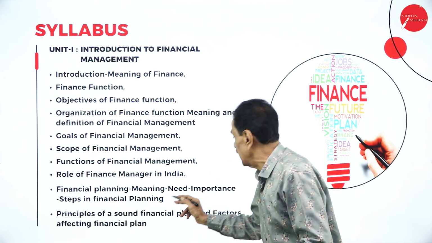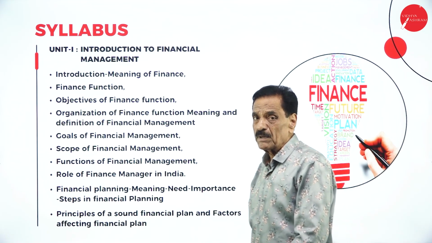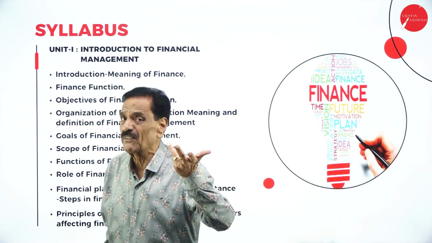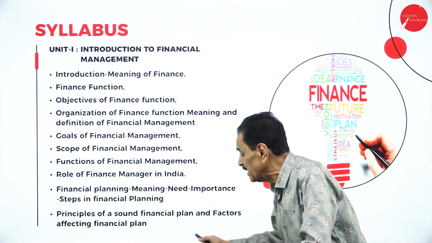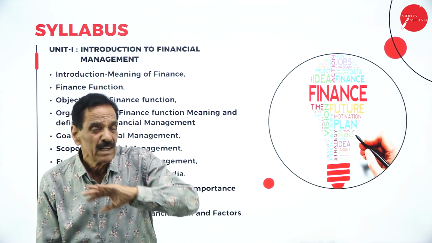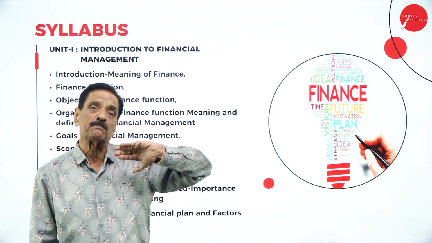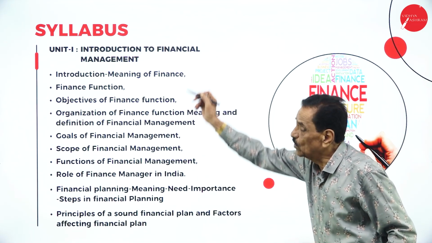Financial planning: meaning, need, and important steps in financial planning. How to make the plan, how to utilize the finance in a proper way. Principles of a sound financial plan and factors affecting the financial plan. When you make the financial plan, how does it affect the development of the company? So, all these things go to Unit 1.